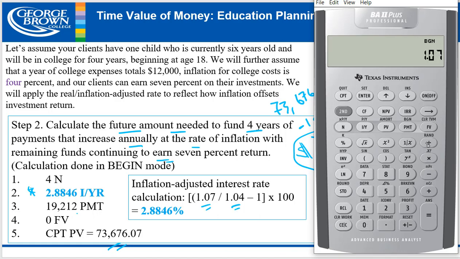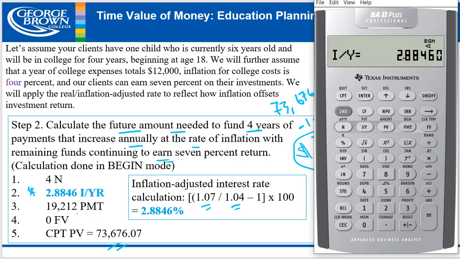1.07 divided by 1.04, and we're going to subtract 1 and then multiply it by 100. That is going to be our IY. Okay, so again, we need to have the calculator in the beginning mode, which we do. So it's going to be 4n, and then it's 2.8846. 8846 is going to be my IY.